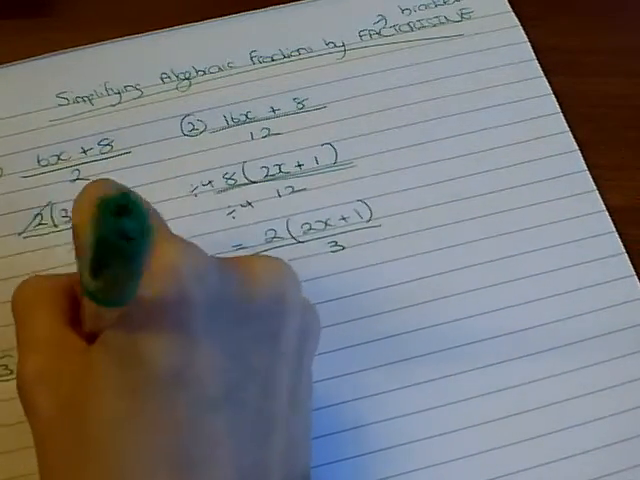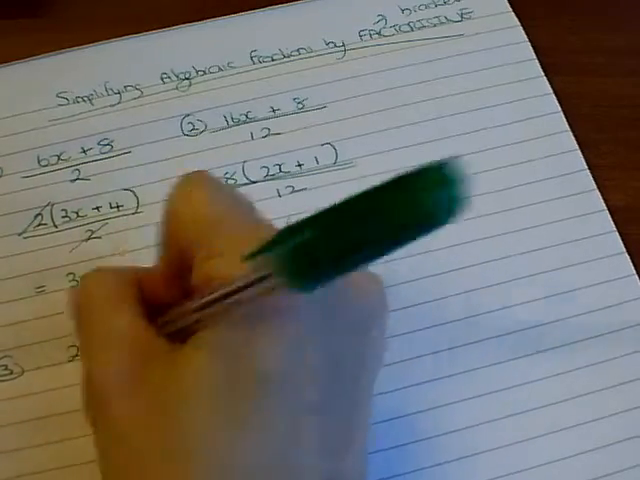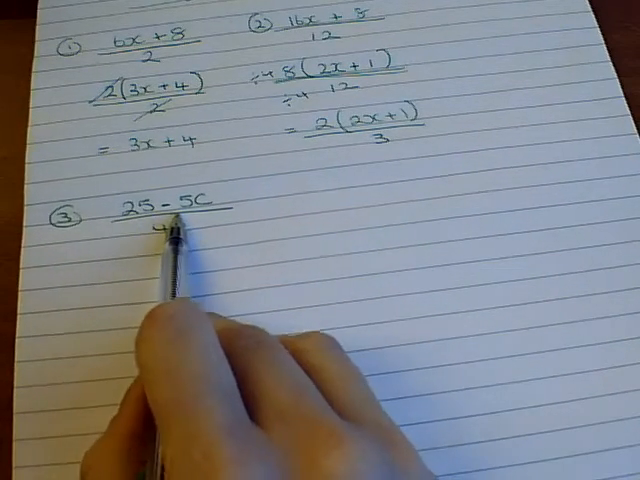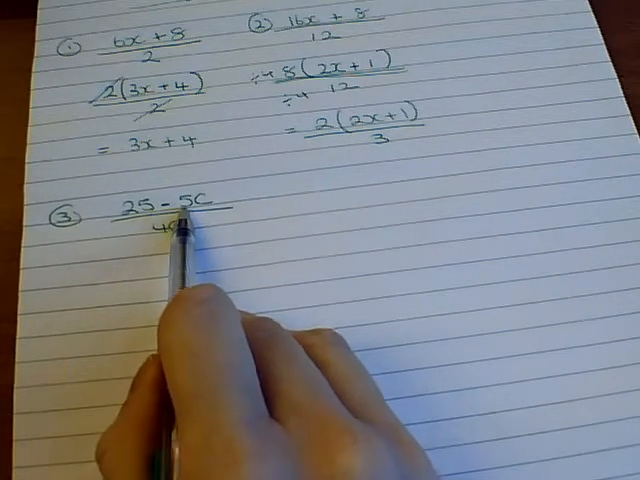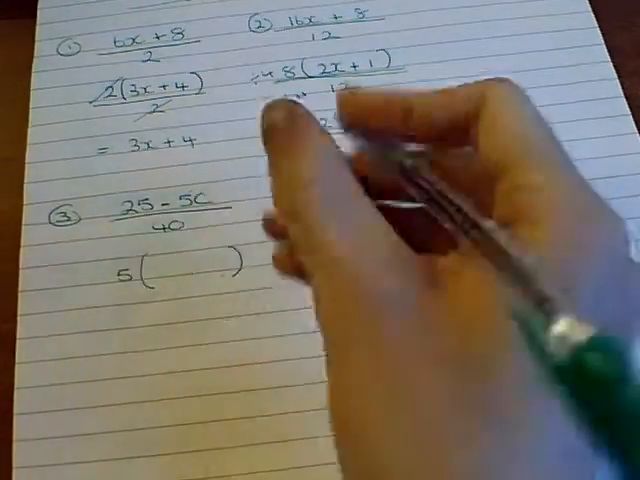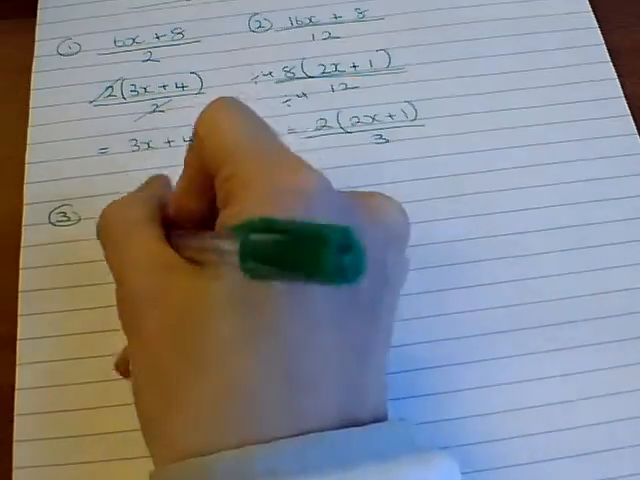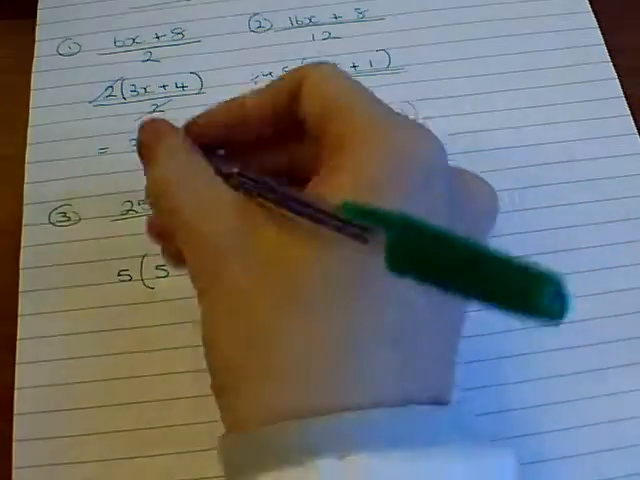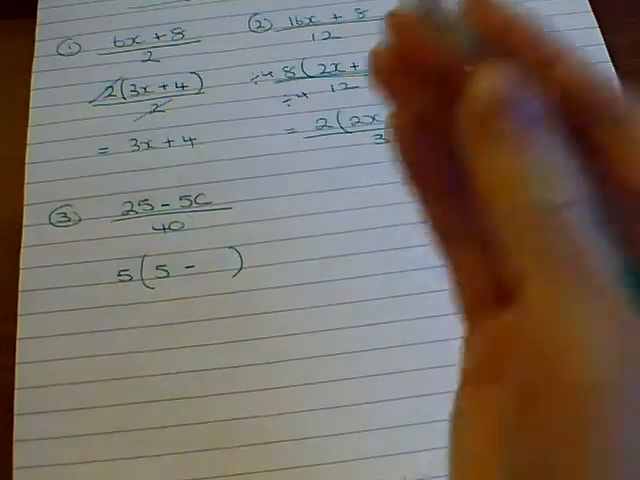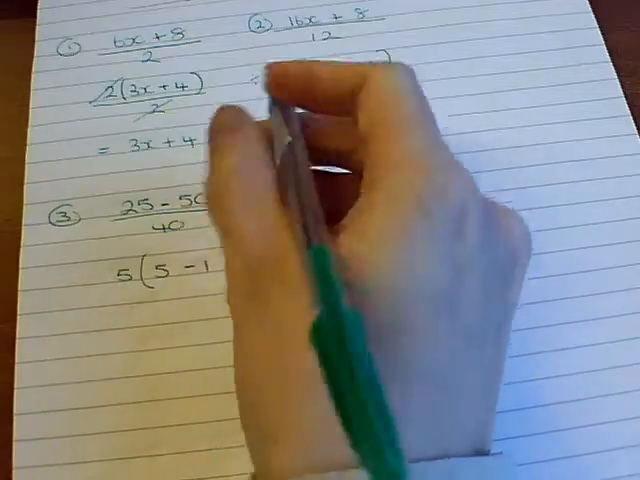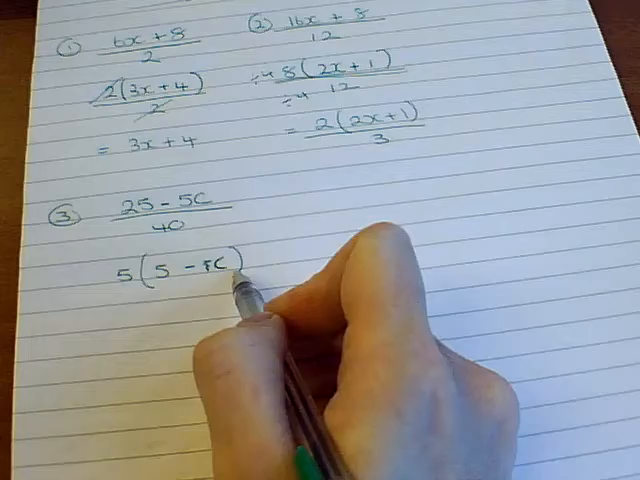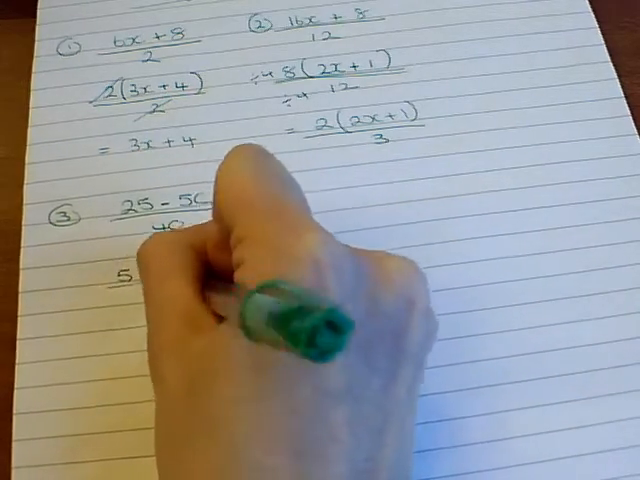Next example, 25 minus 5c over 40. So again, factorise the top line. Biggest number I can divide 25 and 5 by is 5, so 5 goes outside the bracket. Open up your bracket. 5 times 5 will give me 25. Sign in the middle is take away. 5 multiplied by 1 will give me 5. We can put the 1 down if we want. And don't forget about the c. So I would probably just leave that as 5 minus c, all over 40.